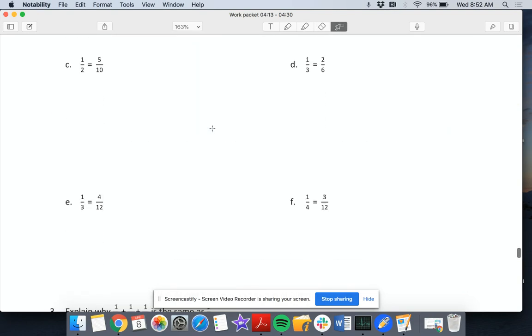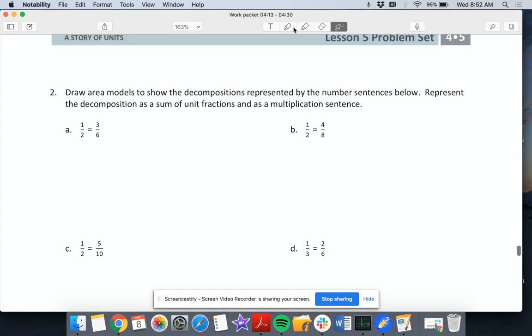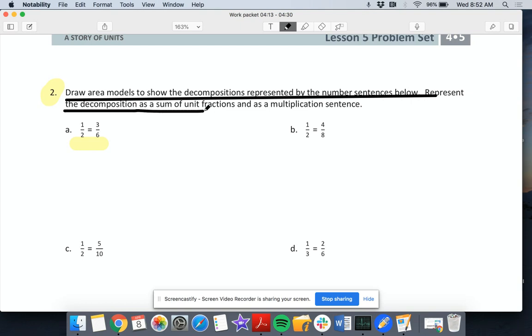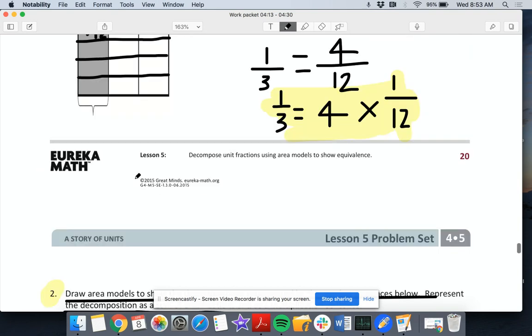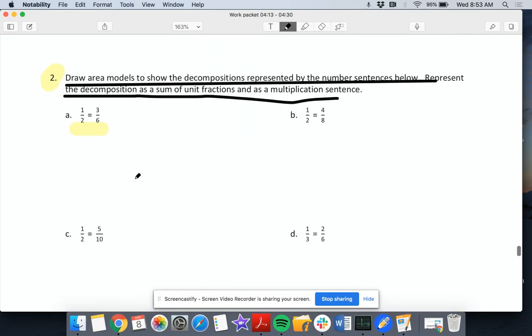Okay, next up, we will be working on problem 2, and it's essentially the same thing. We need to prove, using area models, that these numbers are equal to each other. More specifically, we're going to draw area models to show the decompositions represented by the number sentences below. Represent the decompositions as a sum of a unit fraction and as a multiplication sentence. So pretty much what we just did up here, we're just working backwards now.